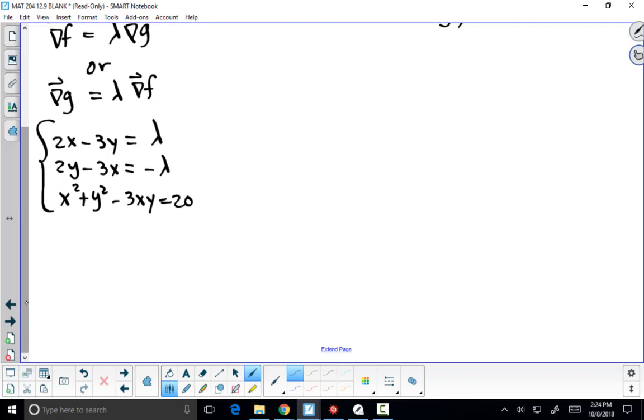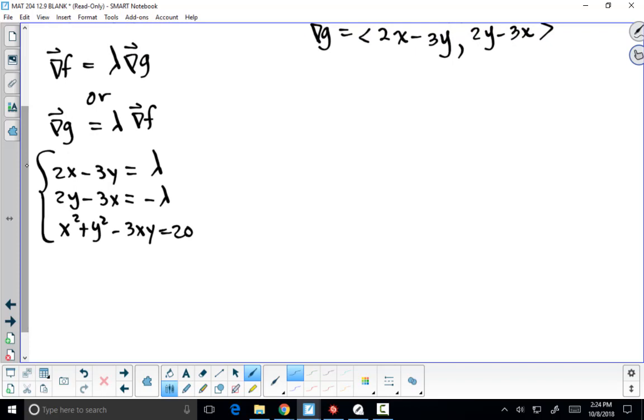3 equations, 3 unknowns. We may or may not need to solve for lambda. Most of the time, you can just eliminate lambda and not deal with it. What happens if we add these 2 equations together? Doesn't that just eliminate lambda? So if we add those 2, lambda goes away, and we end up with minus x minus y equals 0, or in other words, y equals negative x.